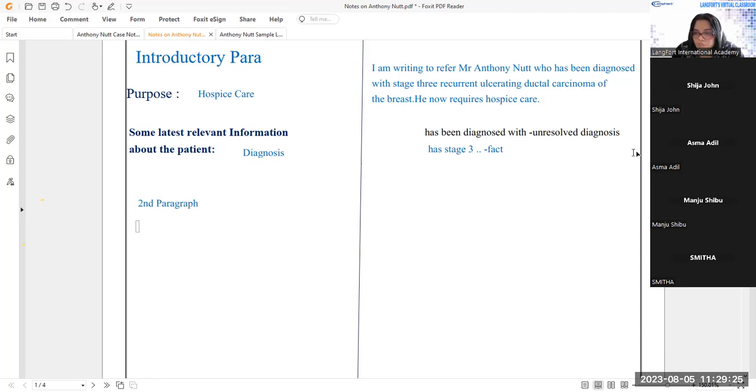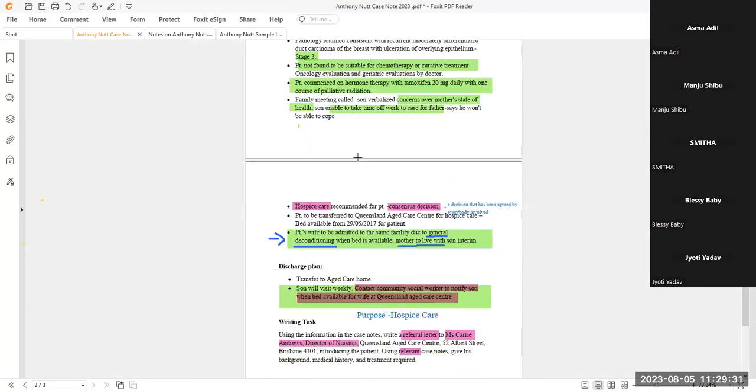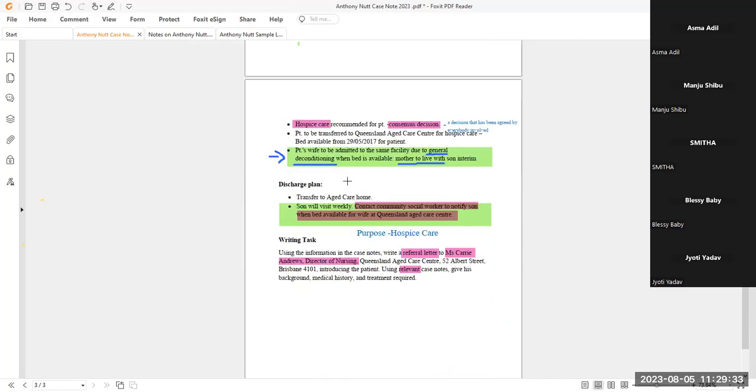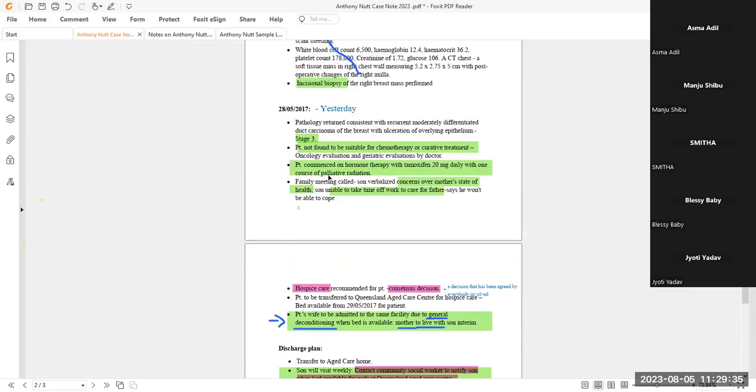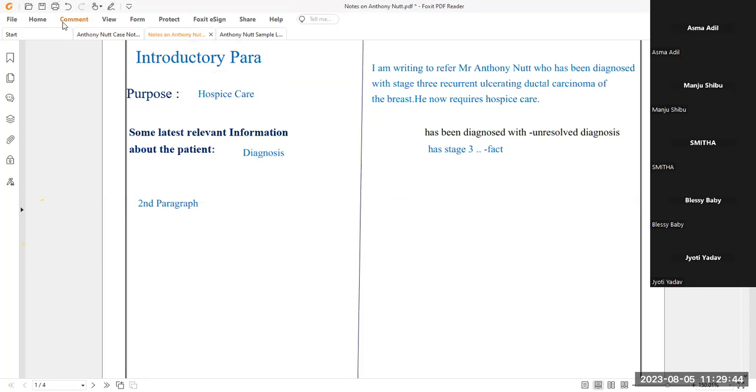Shija, Asma, Manju, Smita, what do you guys think? If you want, you can look at the case note. What will I include in the second paragraph now? Will I include the future first, or what happened on the 28th or 23rd? What was it, Smita? Yesterday. Yes, ma'am, 23rd. But then what about 23rd? Which one makes logical sense? Should I place 23rd or yesterday first?